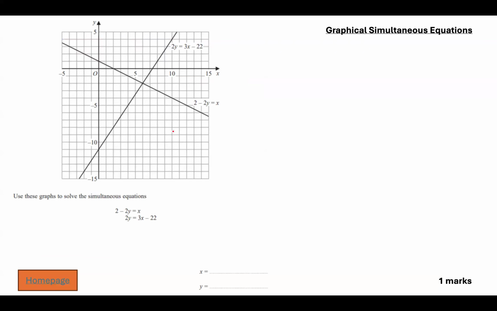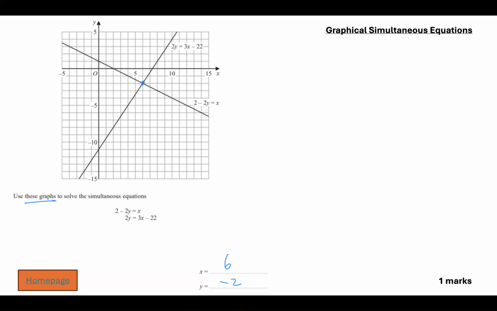Now, guys, just notice the mark allocation for these. If it's a one marker, you probably don't need to do too much, and that is the case. It says use the graph, so that's the key point here, use the graph. So if you're using the graph to find or to solve simultaneous equations, you're looking for the point of intersection. So in this case, we're going 1, 2, 3, 4, 5, 6. So x is 6 and y is going to be minus 2 for this one. So 6 and minus 2 are your answers.